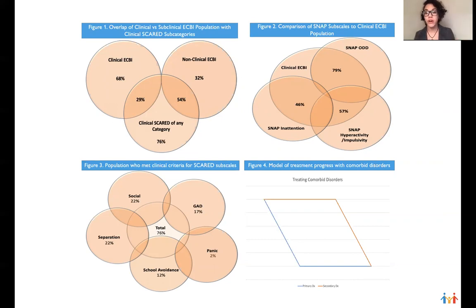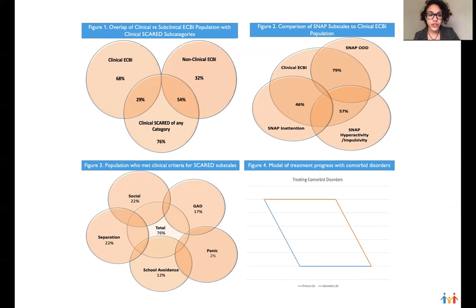So again, these are all children who were recommended for PCIT treatment by the clinician once they presented at intake in our office. And you see this great comorbidity, this overlap of internalizing and externalizing symptomology as captured in the ECB and the SCARED. In figure 3, you'll see those subscales of the SCARED broken down even further.